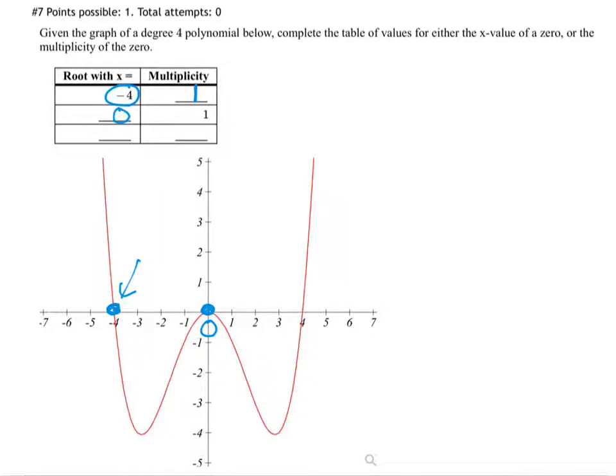Oh, wait. Hold on. I'm doing this wrong. They're saying multiplicity 1. That 0 doesn't have multiplicity 1, does it? Because it's a bounce, and you can tell it looks like a U shape right there. It's x squared. So they must want me to put the other one on that line. I thought they went in order. I guess they don't. This one has multiplicity 1, this one here has multiplicity 2. So they must want me to put the 4 there with multiplicity 1 and the 0 here with multiplicity 2. Yeah, they're being tricky. They're putting them out of order.